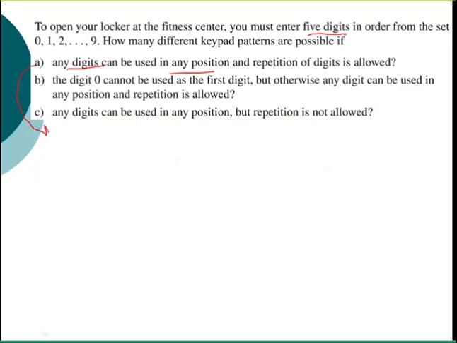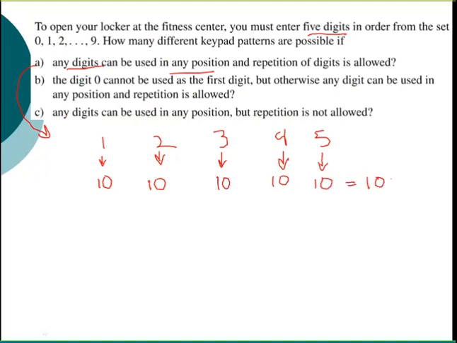So for A, all we do is say, all right, well, there's 5 different locations, 1, 2, 3, 4, 5. Well, in the first place, I could have 0 through 9. So this has 10 different numbers I could put there. The second one, I have 0 through 9, so that's 10 different numbers I could have there. Third one has 0 through 9, also 10. Fourth one has 10, and the last one has 10. So this is 10 to the fifth power, or 1 with 5 zeros after it. So there are 100,000 different combinations if any digits are used in any order.